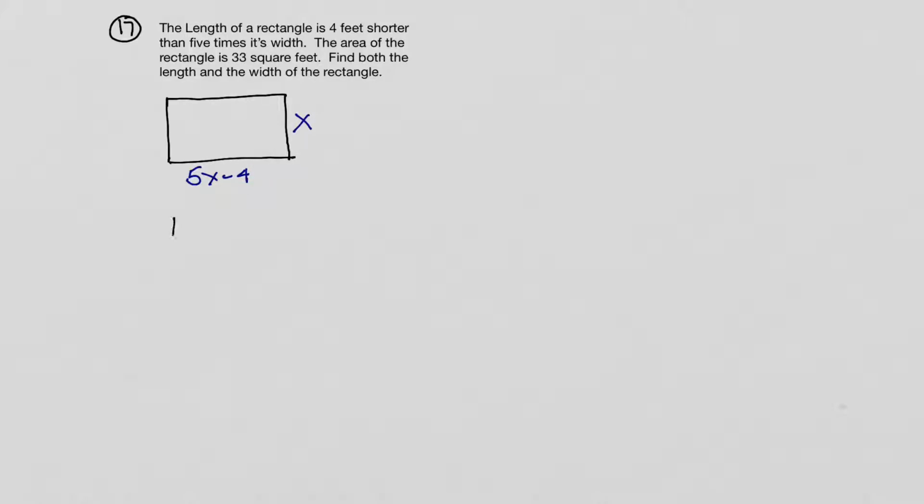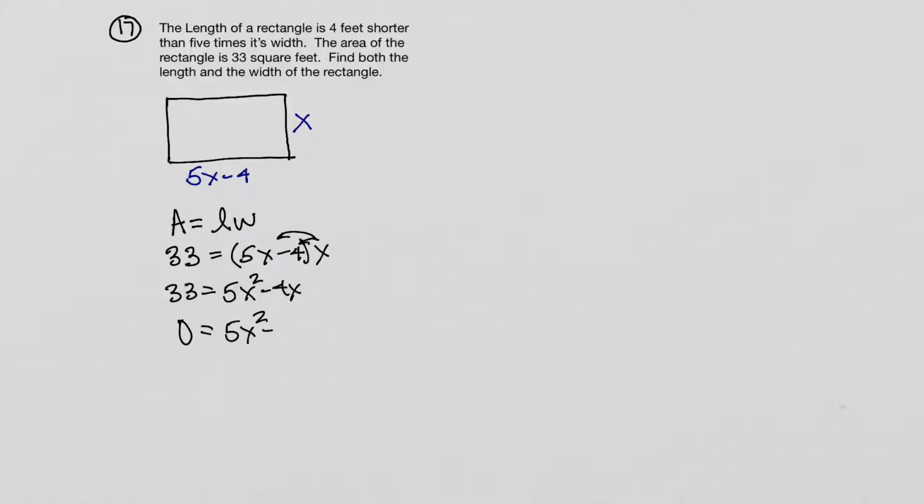Now, we know a fact from geometry. We know from geometry that the area of a rectangle is the length times the width, and we're given that the area is 33 square feet. The length, we just wrote that as 5x minus 4, times the width, which is x. Let's multiply through, distribute, and we'll get 33 equals 5x squared minus 4x. This is quadratic, so let's set it equal to 0. Let's subtract 33 from both sides. So we're going to get 0 equals 5x squared minus 4x minus 33.